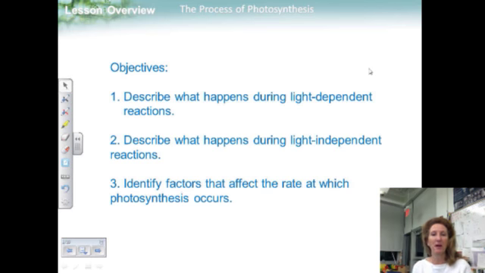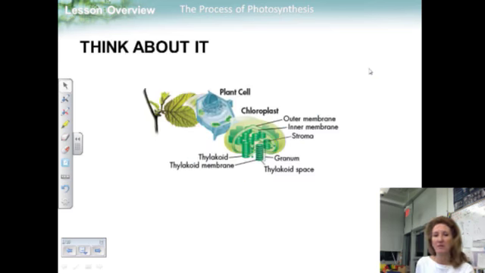Objectives are: describe what happens through the light-dependent reactions, describe what happens through the light-independent reactions, identify factors that affect the rate at which photosynthesis occurs. All right, keep those in mind then. So we're breaking it down into little pieces here.